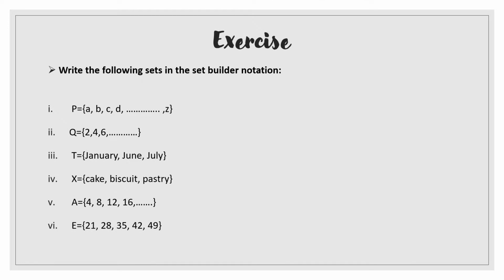Write the following sets in the set builder notation. Now they are written in tabular form and you have to write them in set builder notation. The first one is P is A, B, C, D to Z. So in this set all the letters of the English alphabet are written. So we'll write in set builder notation as P is a set of elements x such that x is a letter of the English alphabet.